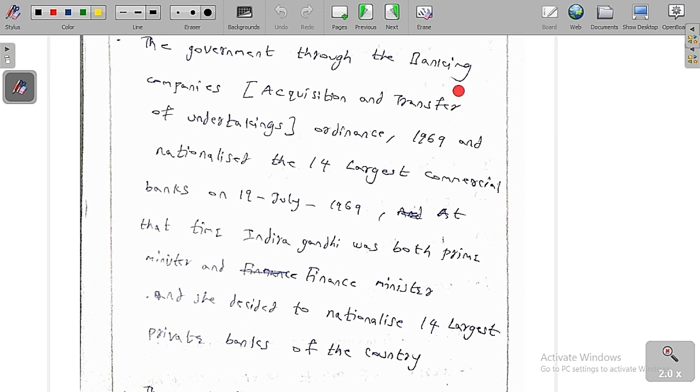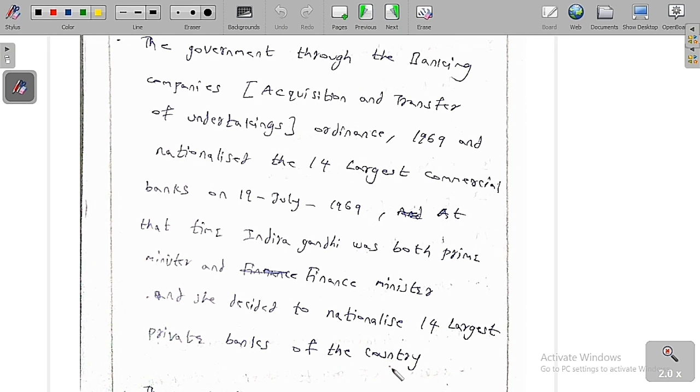The government, through the Banking Companies (Acquisition and Transfer of Undertakings) Ordinance 1969, nationalized the 14 largest commercial banks on the 19 July 1969. At that time, Indira Gandhi was both the Prime Minister and also Finance Minister, and she decided to nationalize 14 largest private banks of the country.